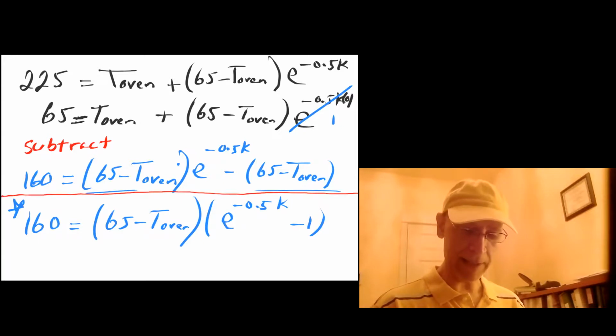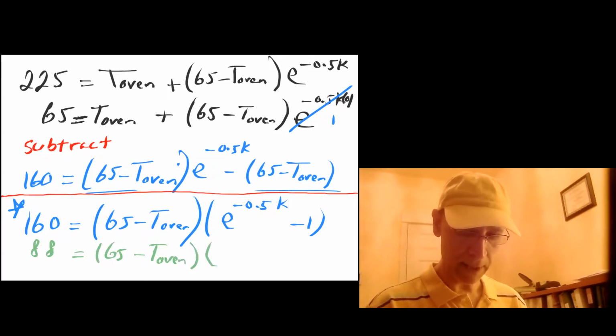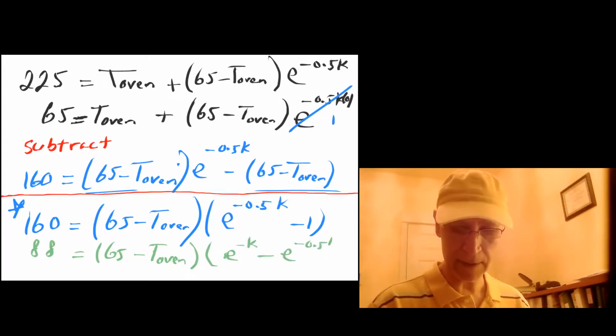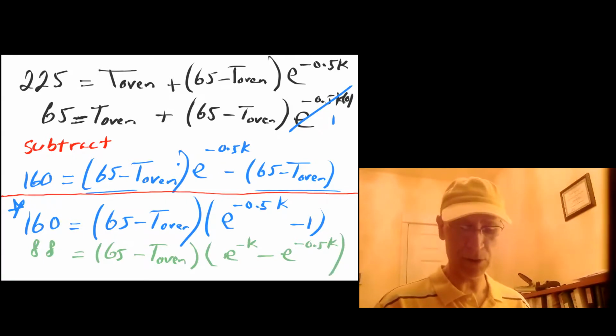Also remember that from the previous page, I had 88 equals 65 minus temperature of oven, e to the minus k minus e to the minus 0.5 k. Now I'm going to go ahead and divide these two equations. Let me go to the next page. Divide.